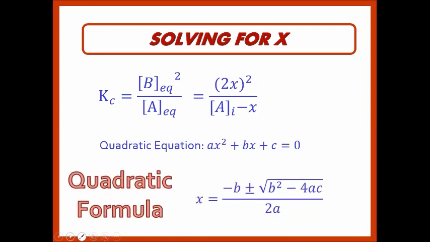If you remember, the quadratic formula is x equals negative b plus or minus the square root of b squared minus 4ac, all over 2a. Now, solving for x using the quadratic formula can sometimes be time consuming, so it's important to write out your steps so that you don't make any errors when you're solving. However, in some situations, we don't need to solve using the quadratic formula. When the equilibrium constant for the reaction is very small, we can assume that the value of x is negligible compared to the initial concentration of reactant.